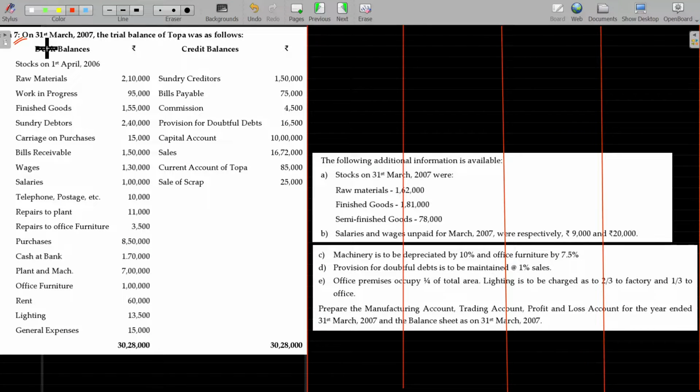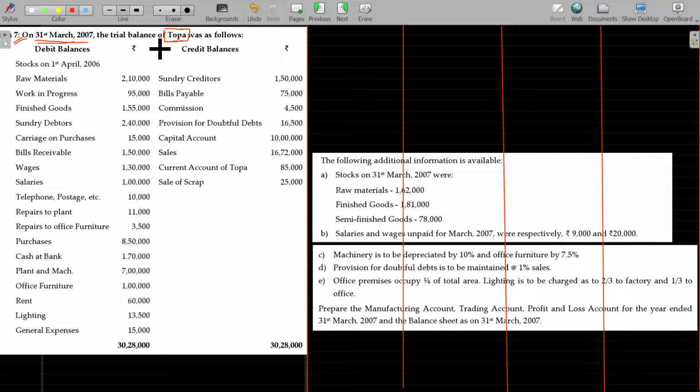Question number 7. On 31st March 2007, the trial balance of TOPA was as follows. Okay, a unique name, TOPA.